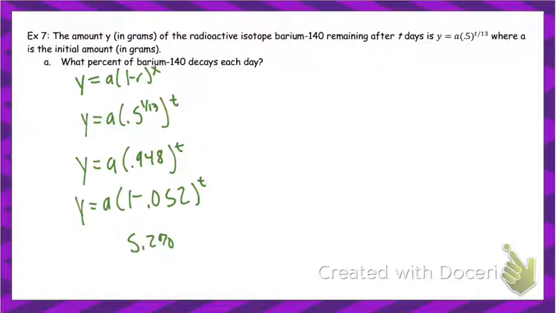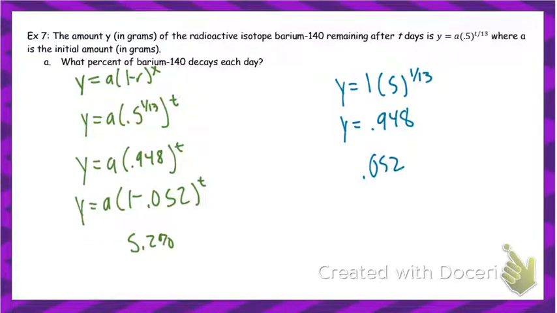The other way you could work this out is to see how much is left after 1 day. So let's just say I start with 1 gram, and I want to see how much of that 1 gram is left after 1 day. It's really the same problem, we're just setting it up a little differently. I would still do 0.5 to the 1 over 13, which is going to give me 0.948. So that means there'd be 0.948 grams left, which means that 0.052 grams decayed. And 0.052 of 1 would be a 5.2% decay rate. So either of those options will work.